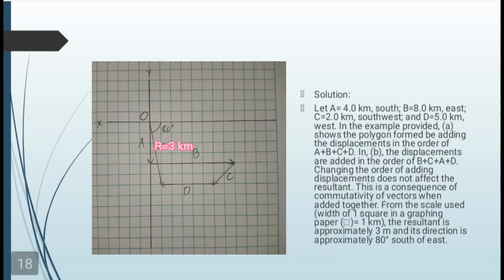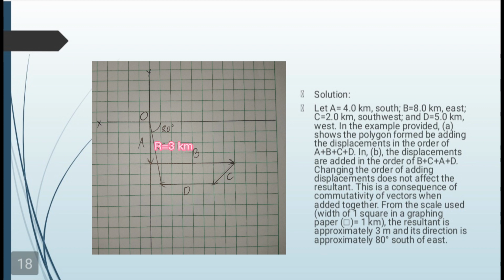Solution. Let A stand for 4 km south, B stand for 8 km east, C stand for 2 km southwest, and D stand for 5 km west. In the example provided, A shows the polygon formed by adding the displacements in the order of A plus B plus C plus D. In B, the displacements are added in the order of B plus C plus A plus D.